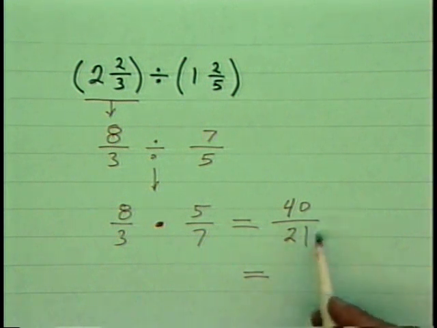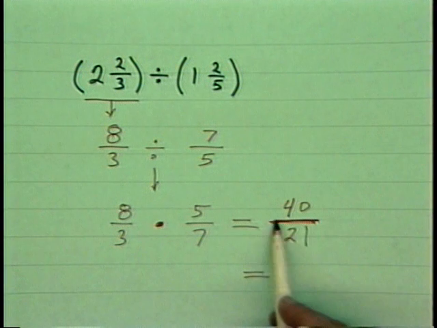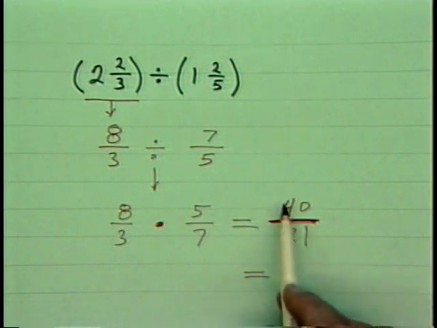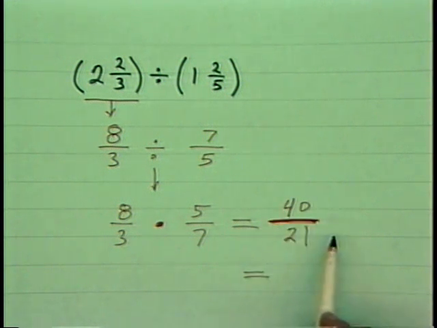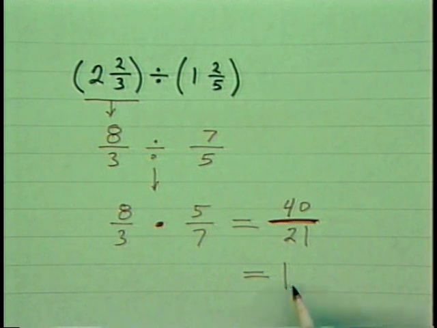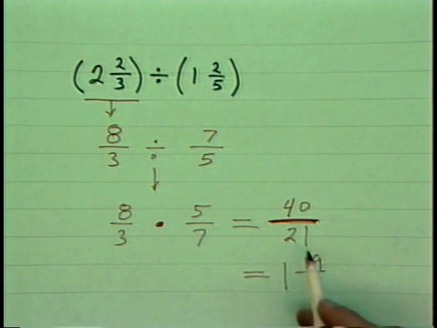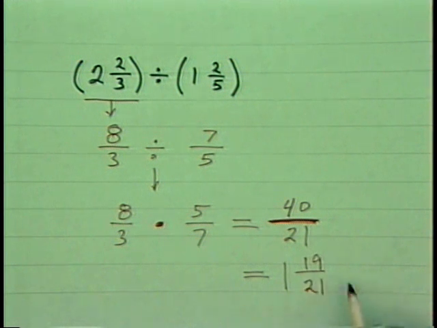then changing this to a mixed number if that's what's desired by simply reading this sign as divided by. So 40 divided by 21 will go once with a remainder of 19 over the divisor, and we're done.